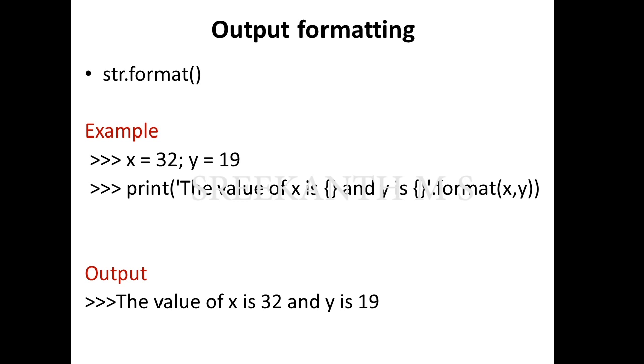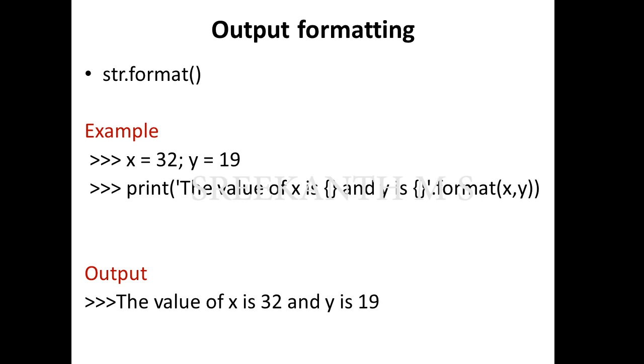after "the value of x is", there is an opening brace and a closing brace which represent the first number. That means x is equal to 32 already, so this 32 will be displayed here. After that, "and y is", again there is an opening brace and a closing brace which represent the second value, y, and this y is 19 here. So in the output, 19 is displayed after "y is". So the final output is: the value of x is 32 and y is 19.